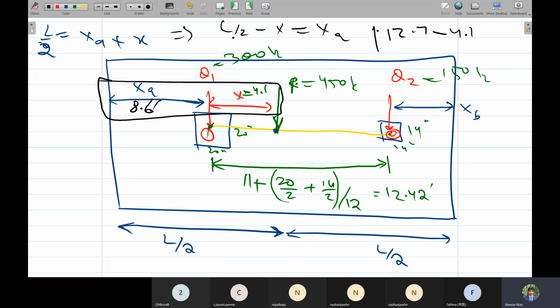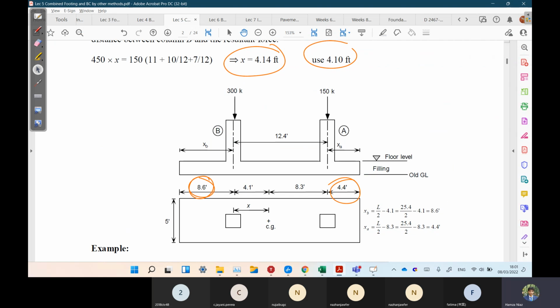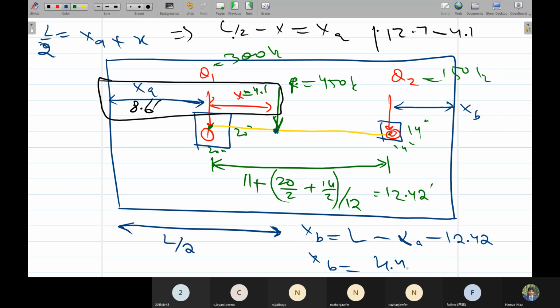And for this XB value, now we know all the distances. Simply XB would be the total length minus XA minus this 12.42, the center distance. So we can find XB like this. That's simply 4 feet. So this is how we have to detail this whole footing. We know the width is 5 feet, we know the length is 25.4, and these are the distances of the column from the edges of the footing.